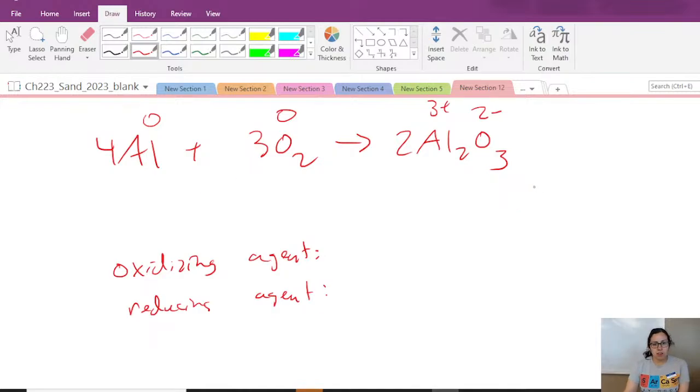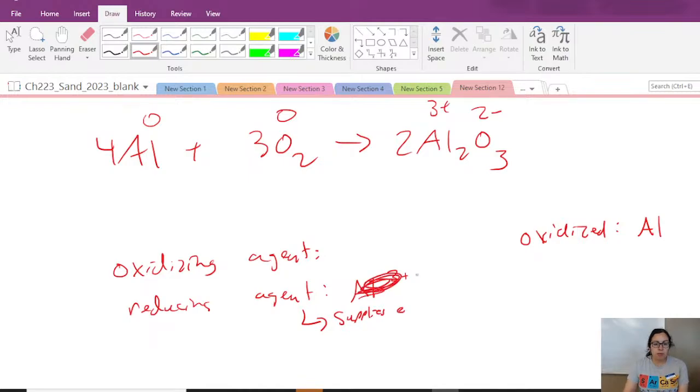Okay, so who's getting oxidized? Let's start with that. The aluminum? Yeah, so the aluminum is getting oxidized, so it's losing electrons. But if it's getting oxidized, that makes it the reducing agent. Is that what I marked? Sometimes I'm known to make errors. So this would be the reducing agent, and the reducing agent supplies the electrons.